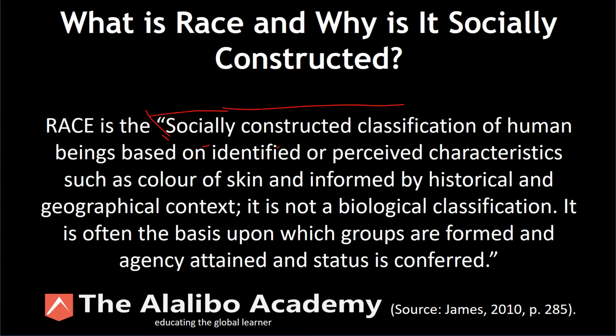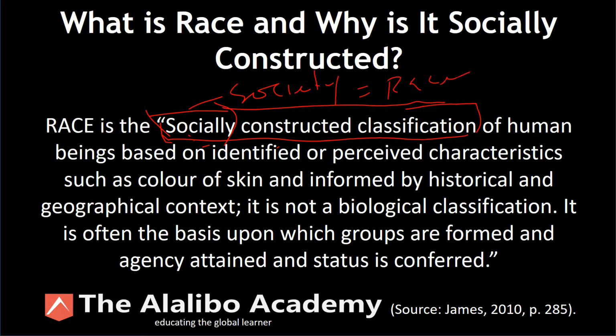So let's take a look at what that means, and we'll begin by looking at the word socially. Socially is associated with society. So society essentially is constructing something, and that construction is race. They are putting race together and trying to put a definition to it. That's what socially constructed means. Society itself is constructing the meaning of race for political purposes, right? For political purposes.